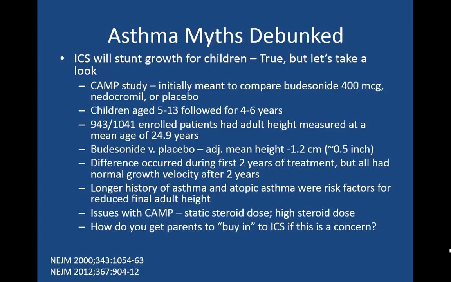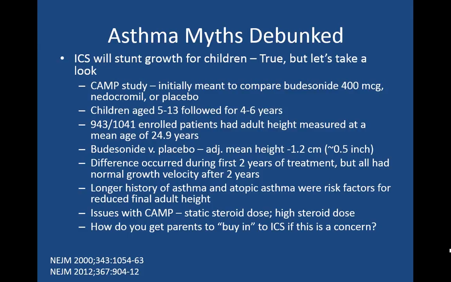The difference occurred usually in the first 2 years of treatment. When kids first started the steroid, the velocity of their growth would slow, but then they caught up and started growing at the same rate as the kids who didn't take steroids. Some of the things that people argue about the CAMP study is that it was a static dose of steroids, and it was a relatively high dose. So if those patients had been stepped down to a lower dose, would it have still shown the same difference in their height?